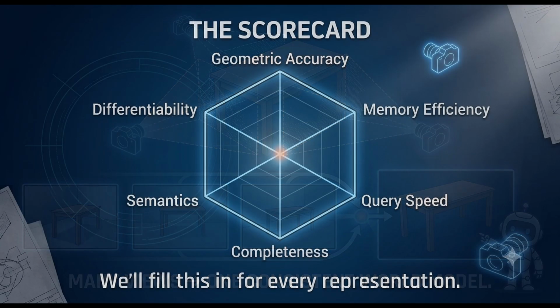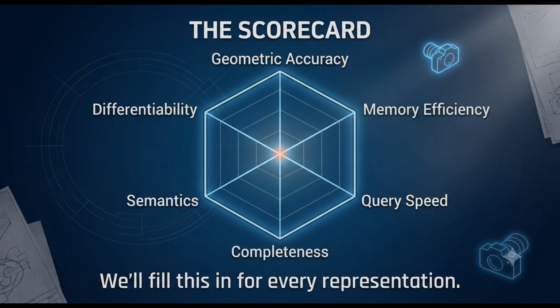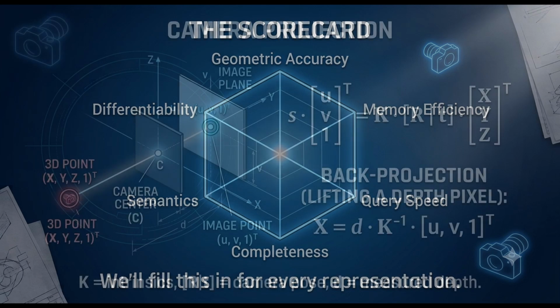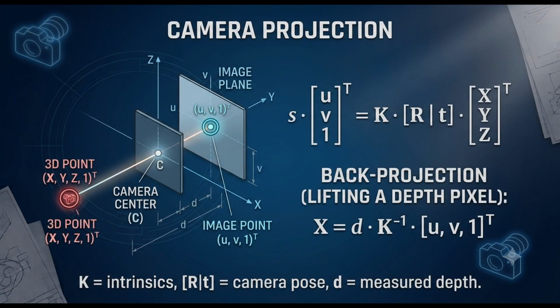So what do we actually want from a 3D scene representation? I'd argue there are 6 demands, and every representation we discuss is really just a different compromise among them. 1. Geometric accuracy. Does the surface match reality? 2. Memory efficiency. Can it fit in the agent's limited compute? 3. Query speed. Can I ask, is this point occupied, fast enough to plan in real time? 4. Completeness. Does it fill in the parts the camera hasn't seen?